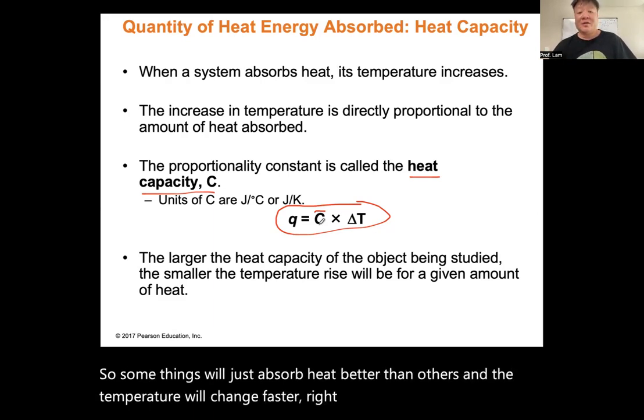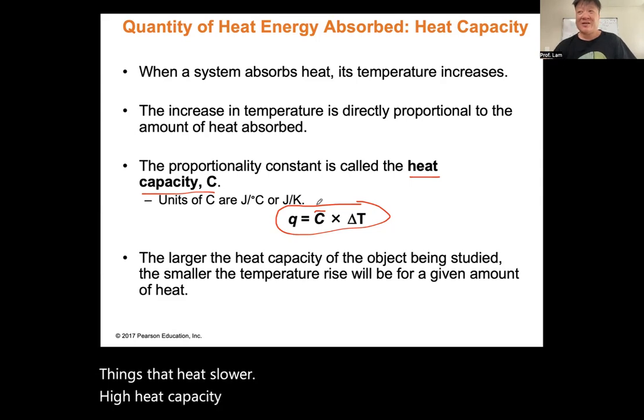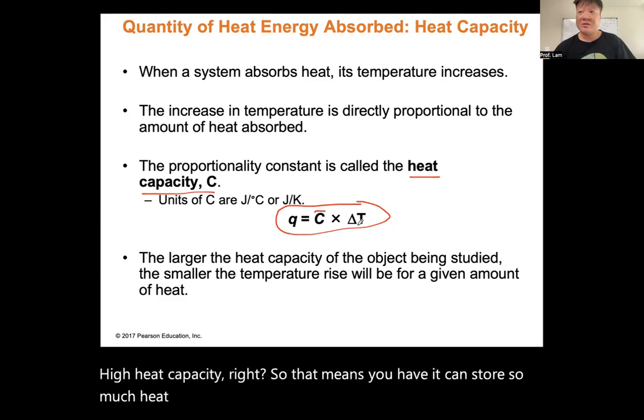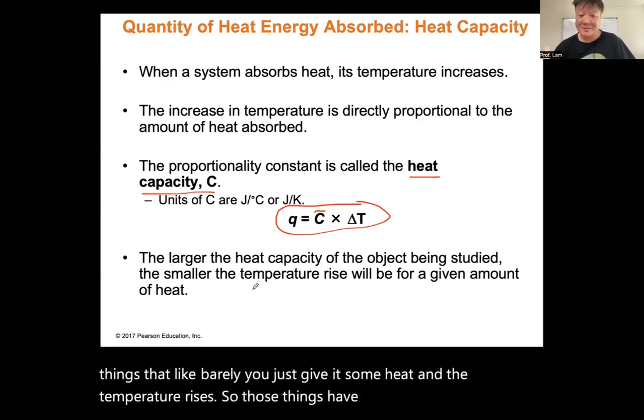So we call things that heat slower high heat capacity, right? That means it can store so much heat before its temperature changes. But then there's other things that barely, you just give it some heat and the temperature rises. So those things have low heat capacity, right? So that's what a heat capacity is.